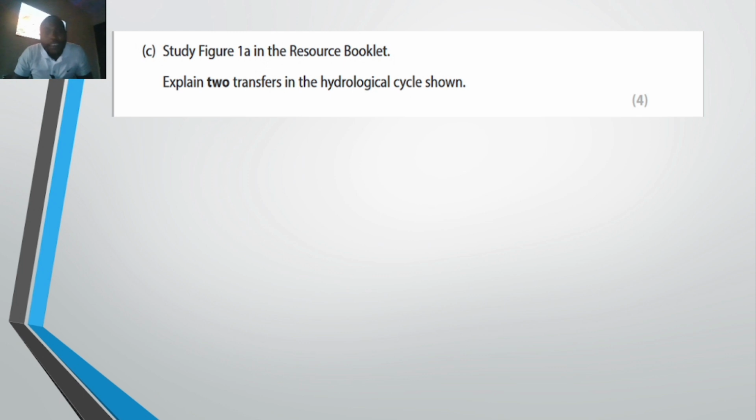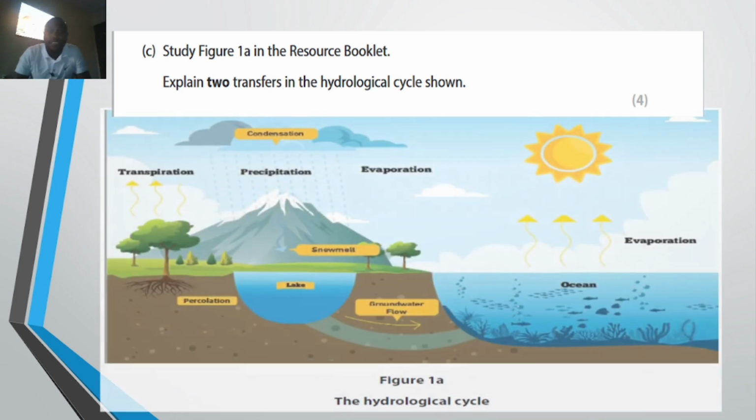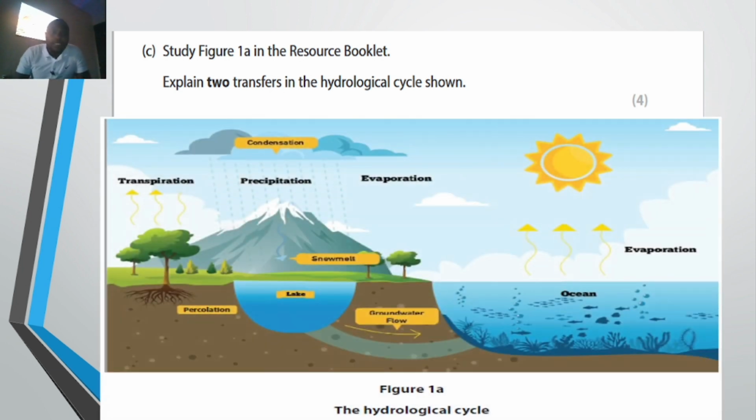Explain two transfers in the hydrological cycle shown. So we have a figure there in the resource booklet, and right there we have transpiration, precipitation, evaporation. So that's the whole process of the hydrological cycle. So here we have transfers, we have also the stores. So we are told you explain two transfers from this resource booklet. Don't go outside, just from this resource booklet. What are the transfers that you can see there? You pick one and then you explain, you get an answer.